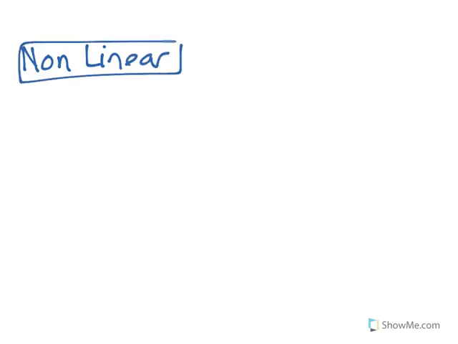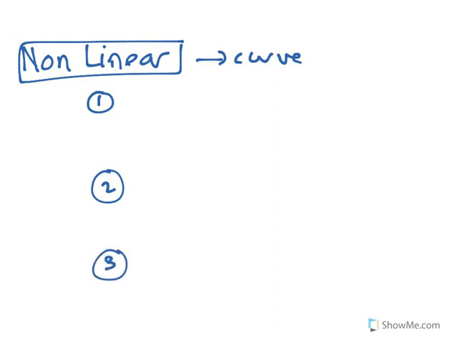Okay, so this is just a bit of a run through. This is for non-linear. Basically, non-linear just means it's a curve. I'm just going to have a look at three different graphs. You're going to be familiar with three different graphs. We've got the parabola, the circle, and the exponential.